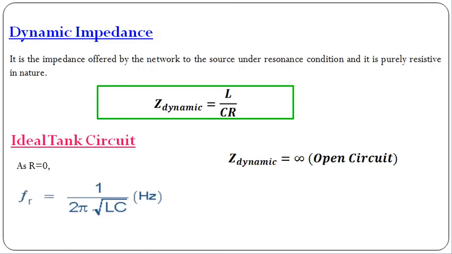Now let us see the definition of dynamic impedance. It is the impedance offered by the network to the source under the resonance condition, and it is purely resistive in nature. Okay, so we have seen that the value of dynamic impedance will be equal to L by CR. So for the ideal tank circuit, the value of R becomes 0. So the resonating frequency will be given by 1 by 2 pi root LC, and the dynamic impedance will become infinity. So it means the LC circuit will become an open circuit under the resonance condition.